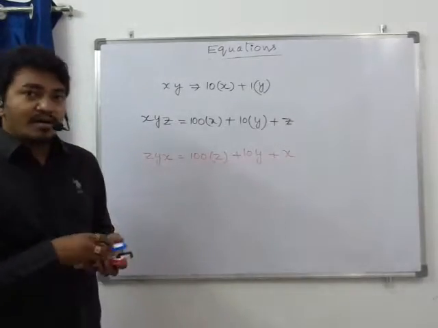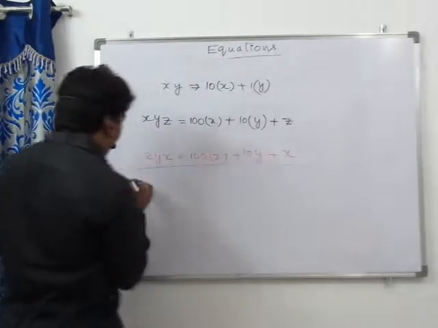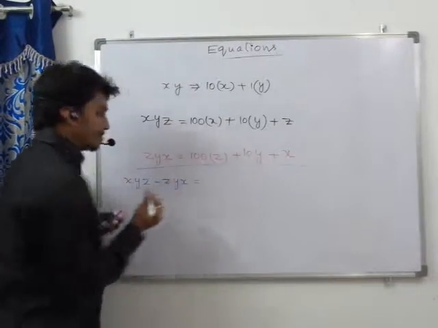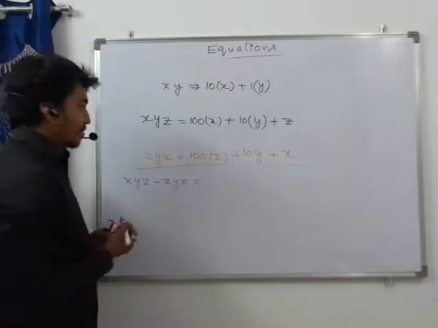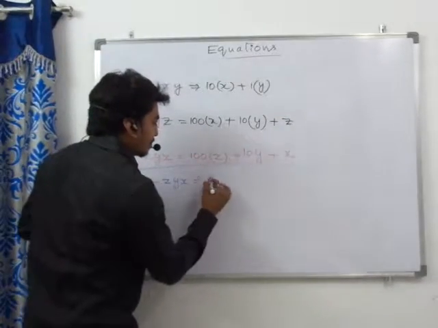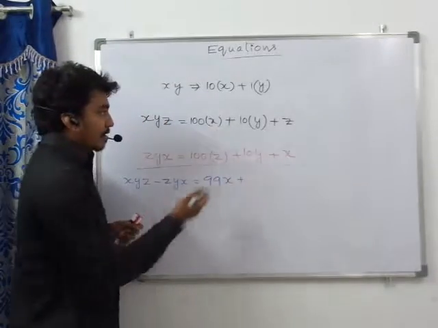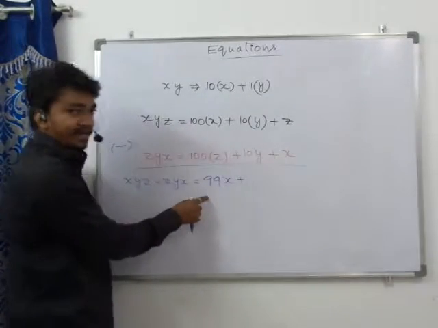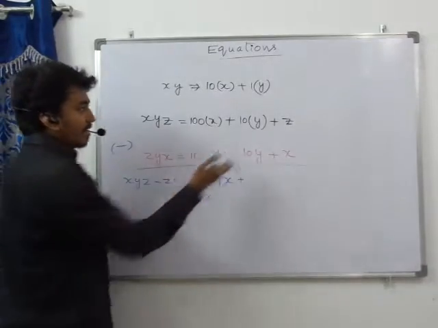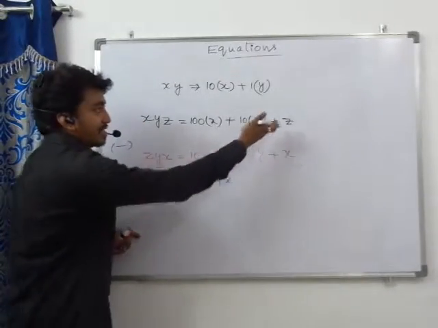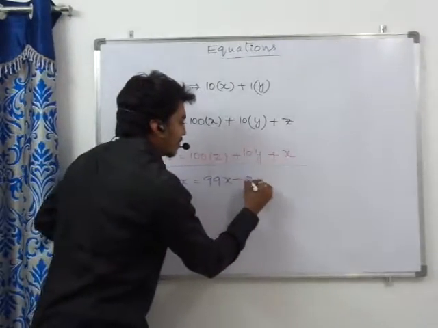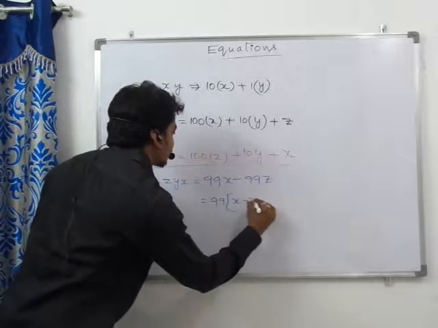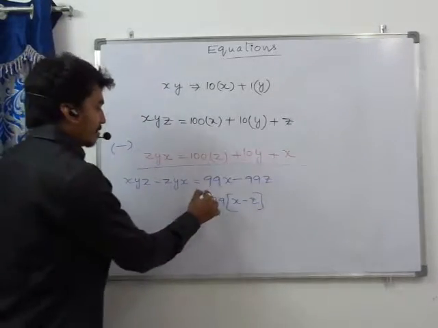Now let us see a small discussion here. If I take the difference of the original number and the number with the units and hundreds place digits inverted, what will happen? 100x minus x is 99x. 10y minus 10y is 0. Then z minus 100z is minus 99z. If you take 99 common, this becomes 99 times x minus z. So have a note of this, it is very important.